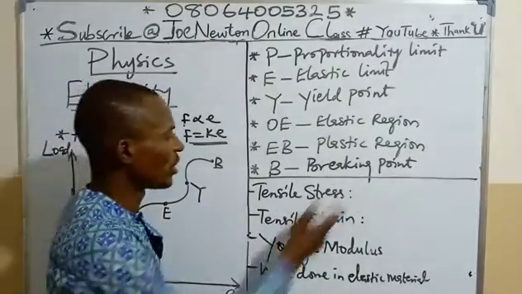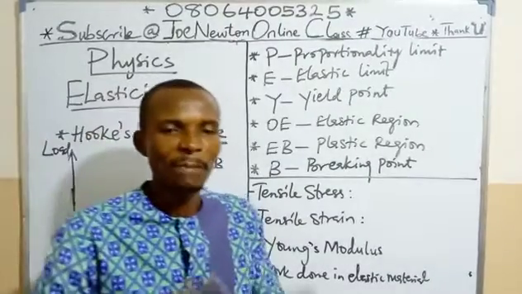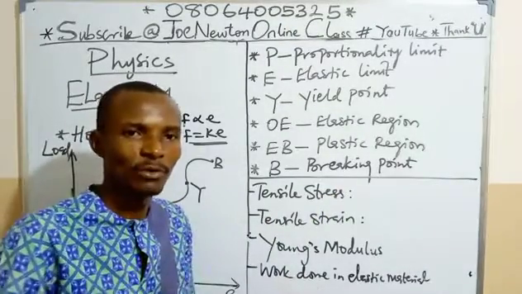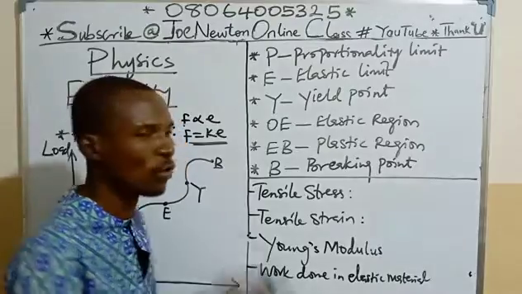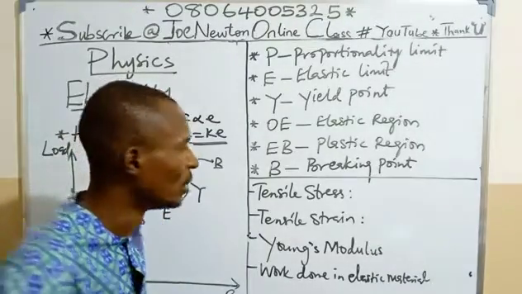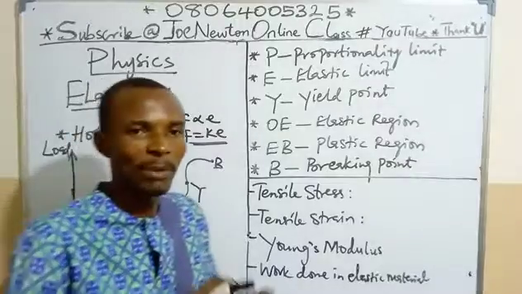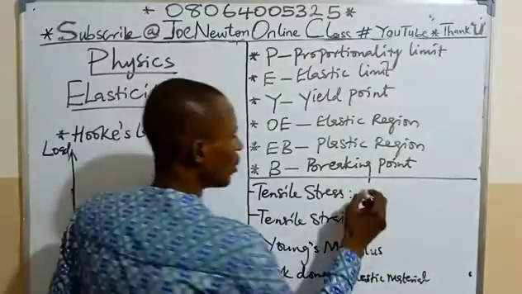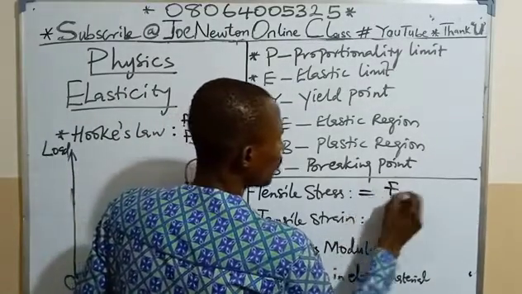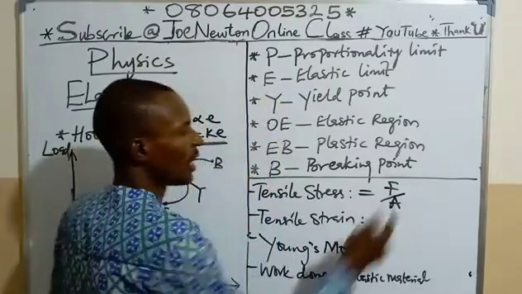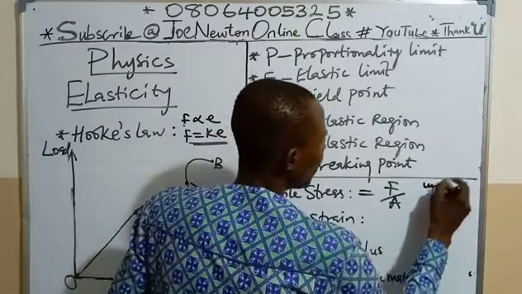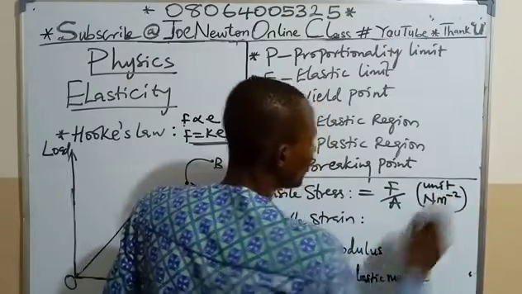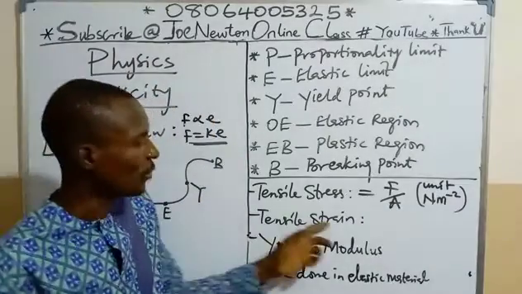Now, what do you mean by tensile stress or the stress of an elastic material? Stress simply means the ratio of the force, that is the stretching force, or the applied force, or the compressing force, to the what? The cross-sectional area of that elastic material. So, tensile stress is the ratio of the applied force to the cross-sectional area of an elastic material. By implication, stress equals force over area. That is the unit of stress. The force is in Newton, area is in meter squared. Newton per meter squared. That's the unit. So that's tensile stress. Then strain.